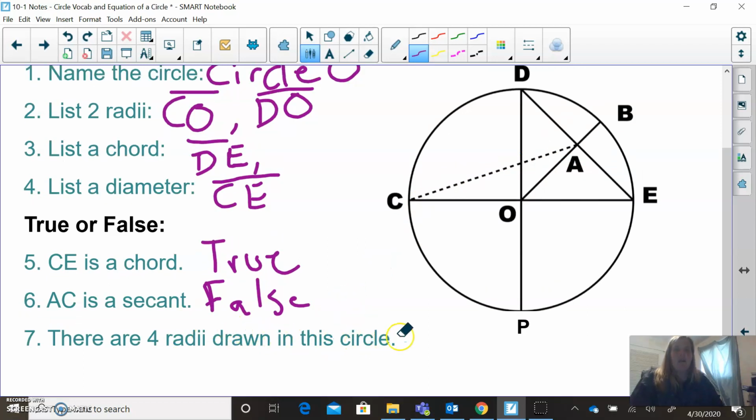There are 4 radii drawn in this picture, drawn in this circle. So we've got radii CO, we've got radii DO, we have radii OE, we have radii OP, but we also have this radii over here, OB, as in boy, OB, okay? So false, we actually have 5.